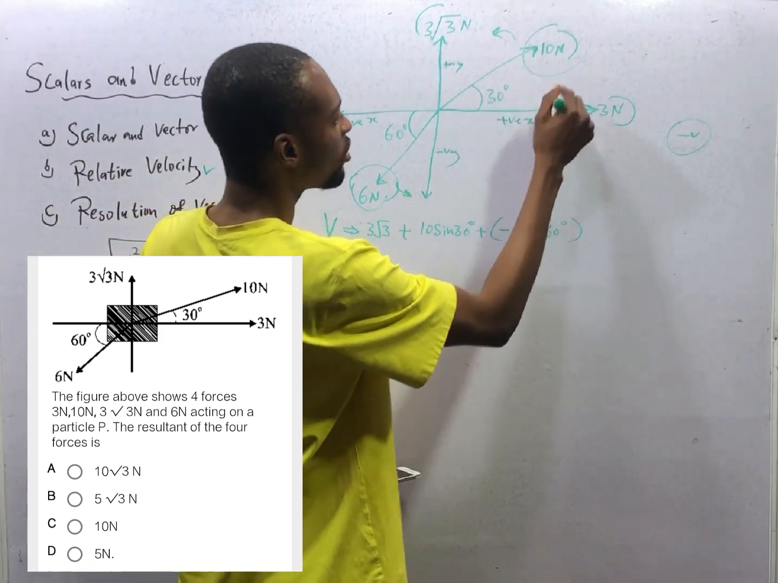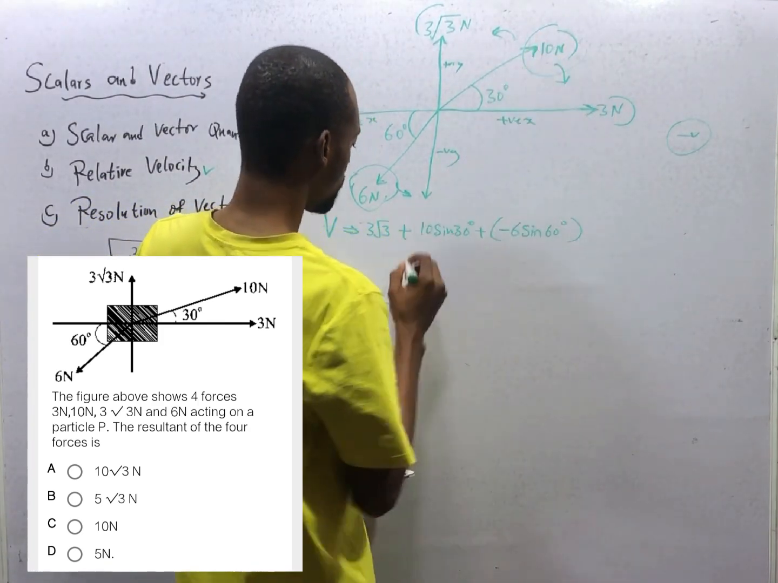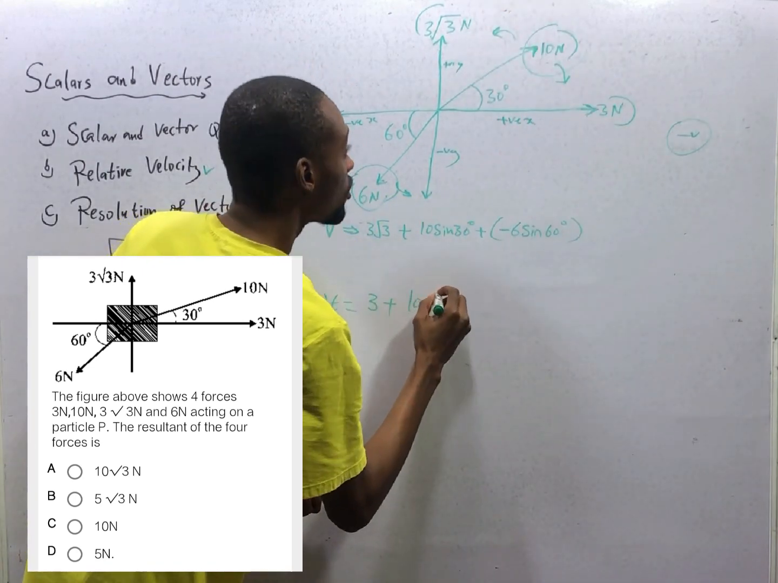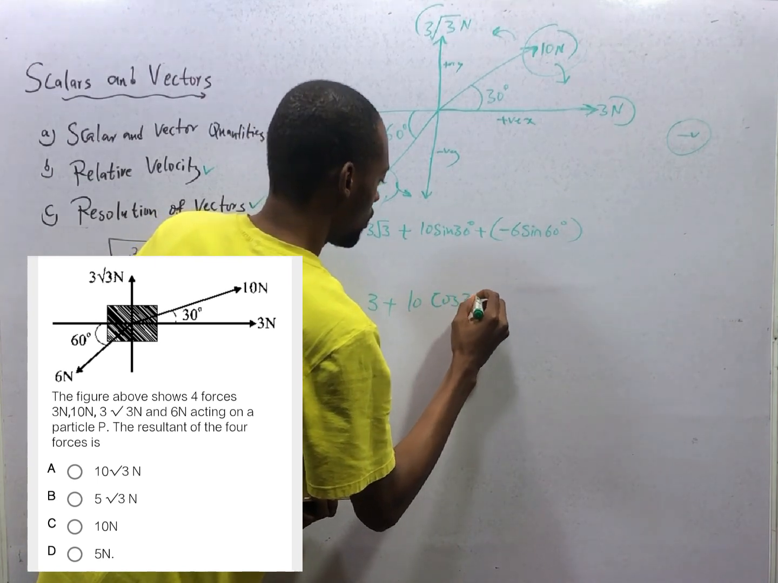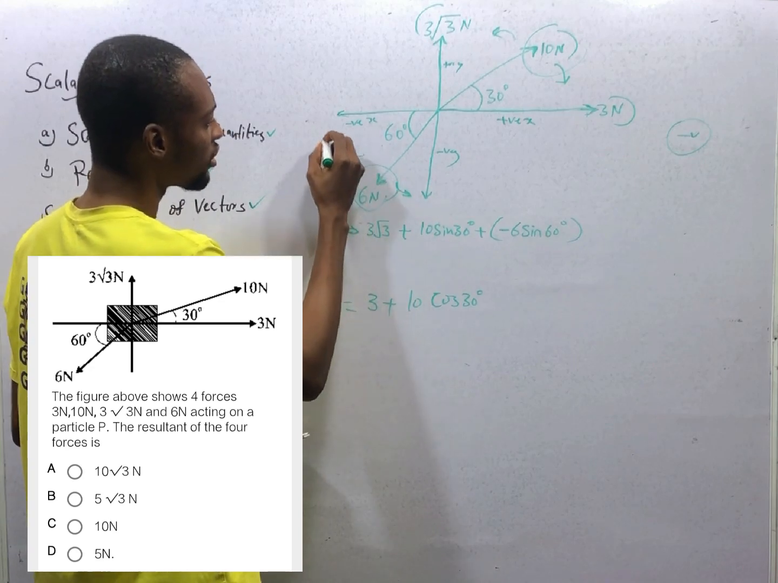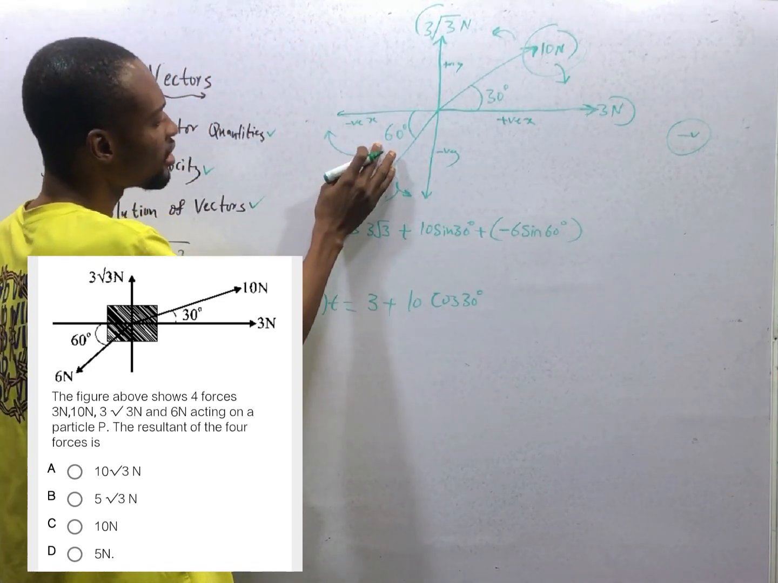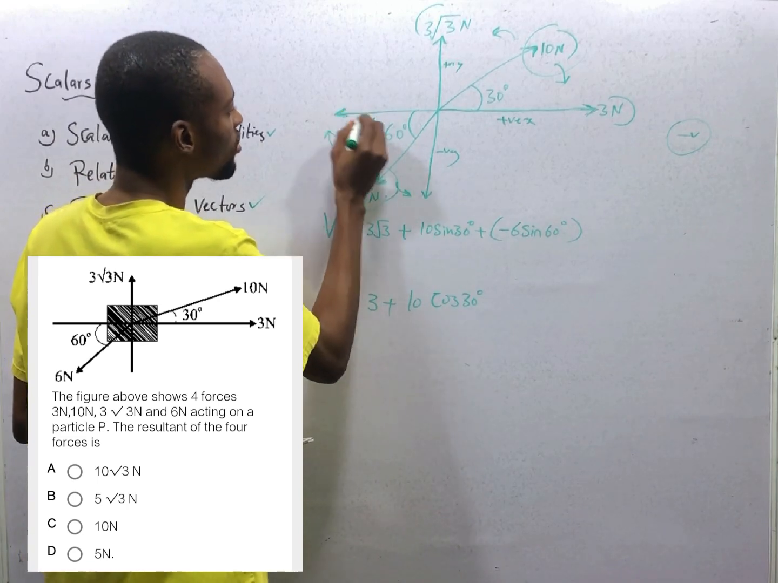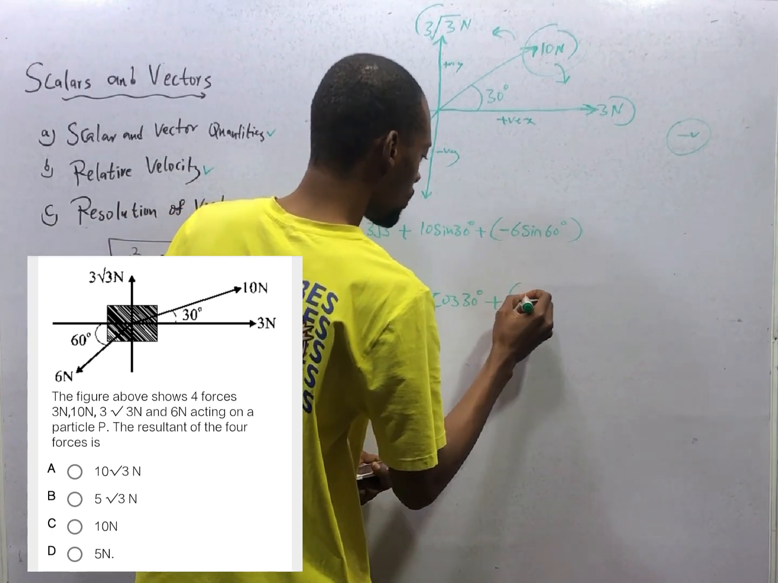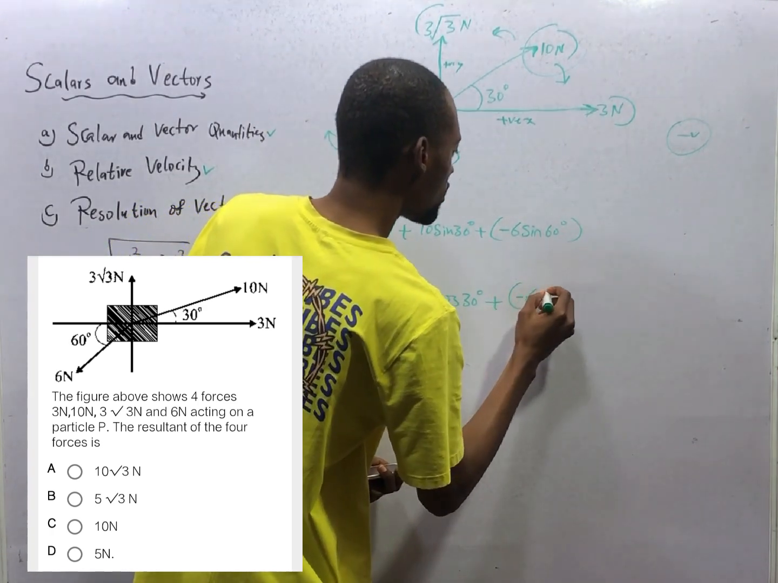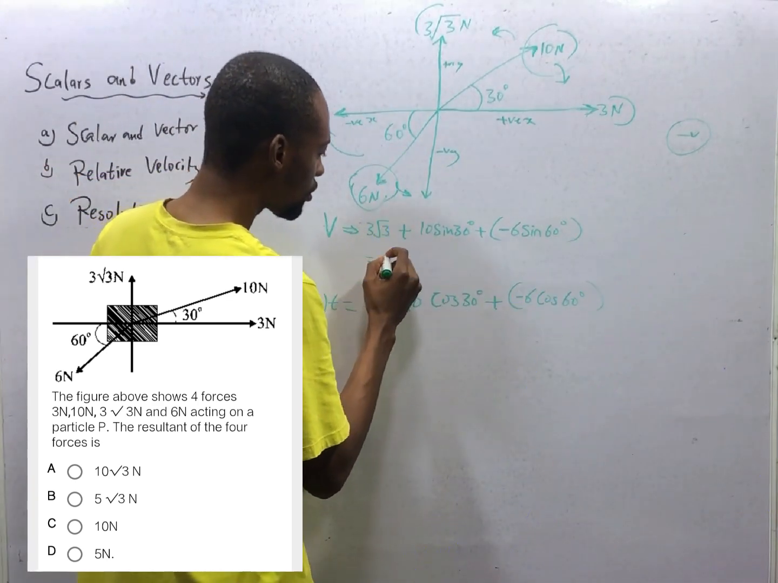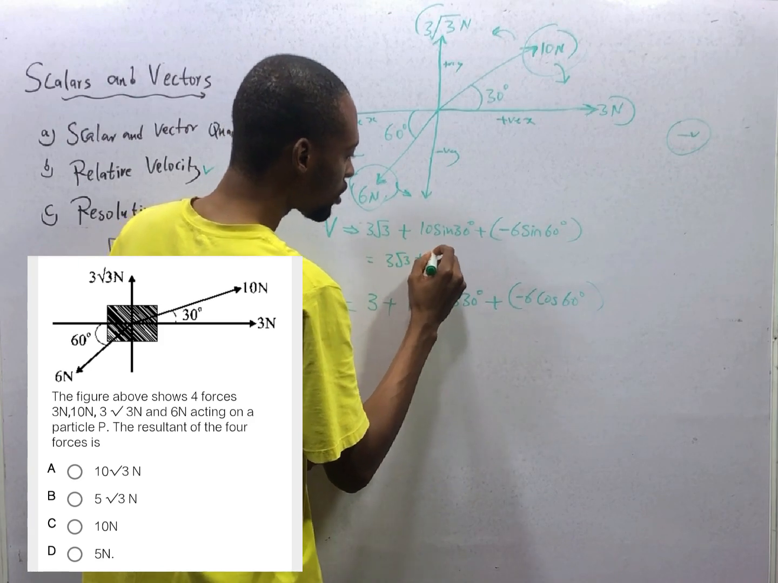Let's resolve this now to the horizontal. 10. Resolve it to the horizontal. We are closing this angle. So that is cos 30 degrees. Then this can also be resolved to the horizontal by closing 60 degrees. Since this direction is opposite this direction, here will be negative. So we say plus minus 6 cos 60 degrees. So this is 3 root 3 plus 10.